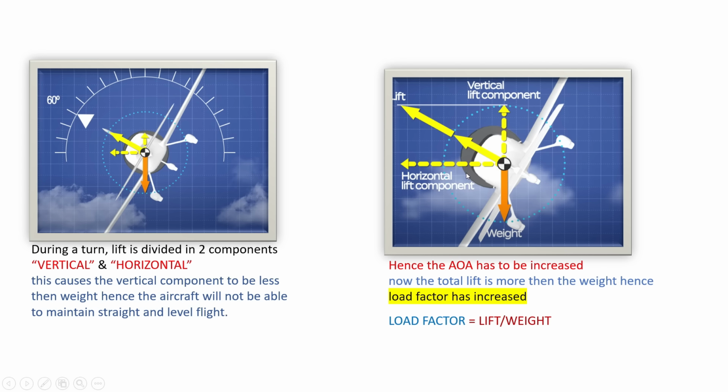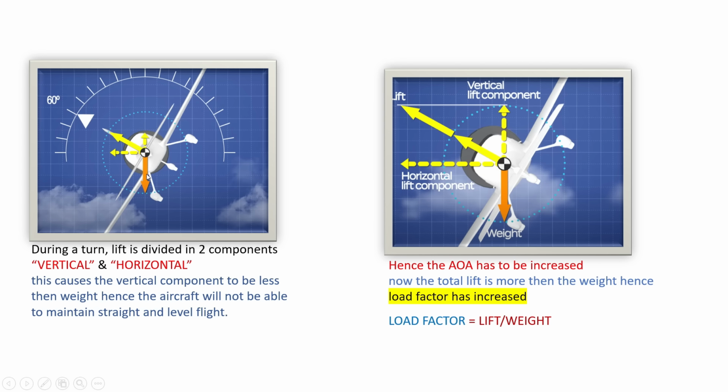So the lift has increased. Now the total lift is this much. This is the resultant lift. But these two components, it's written here, these are two components, right? So what I was saying, what was happening? We were descending, right?